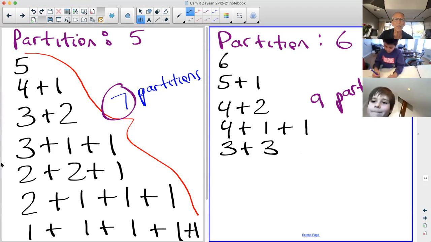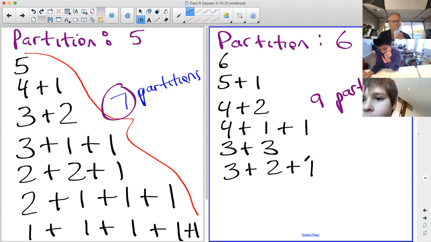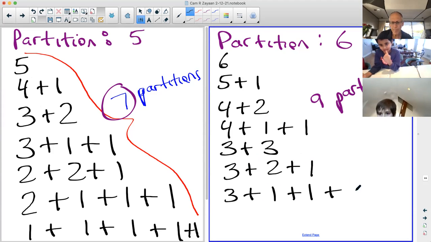Now, what is your 5th partition, boys? 3 plus 3 is correct. After 3 plus 3, Cam, do you have it? 3 plus 2 plus 1. Wow. And Zayaan, do you have the last one that starts with 3? Yes. 3 plus 1 plus 1 plus 1.